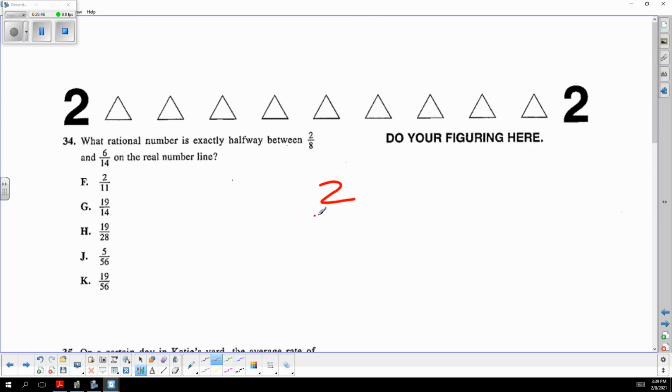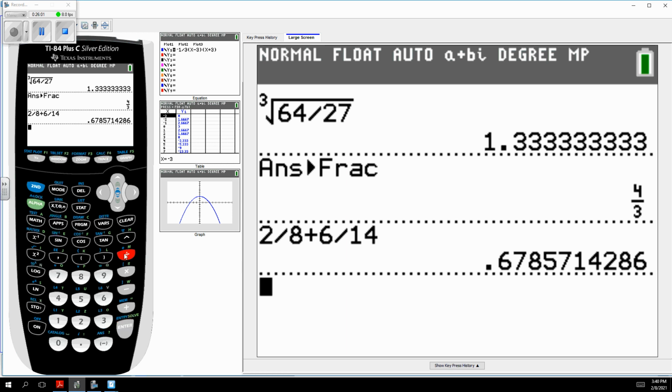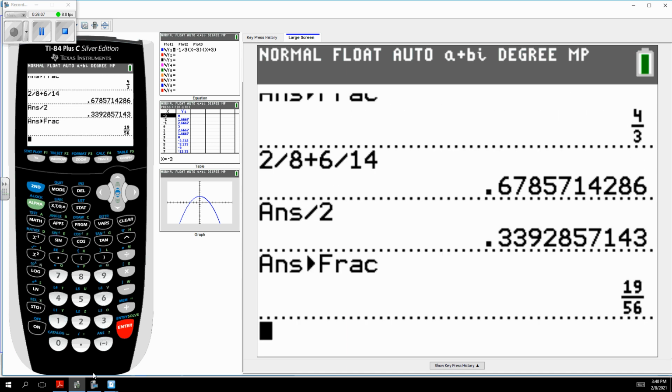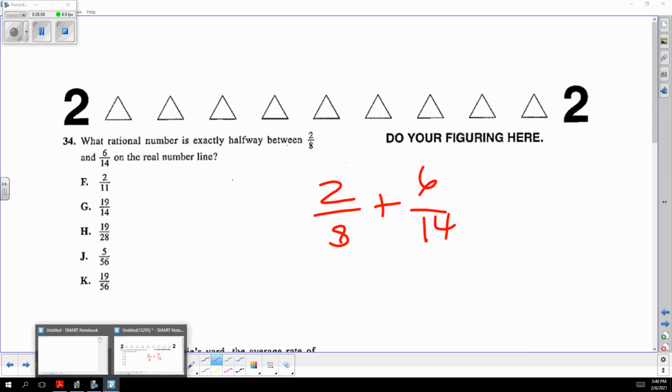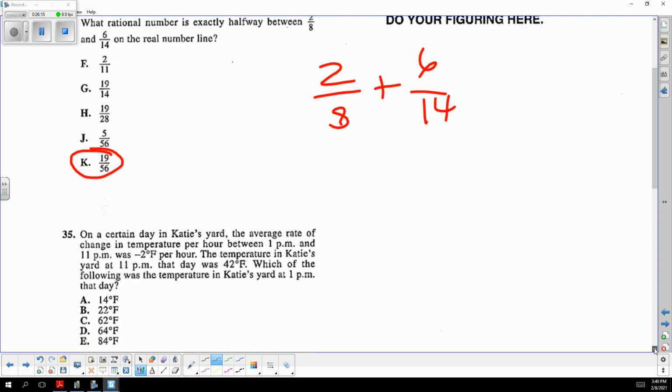Halfway between is the average. So take 2/8 plus 6/14 and divide it by 2. I don't even use the fraction key. I just put it like that. Answer, average, halfway, is divide by 2. So it's 19 over 56. Tough problem, but just know that halfway between is the average.